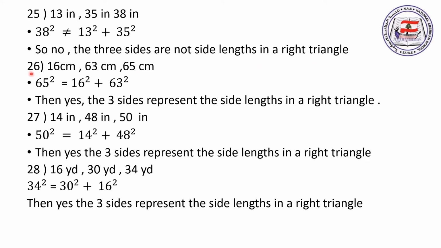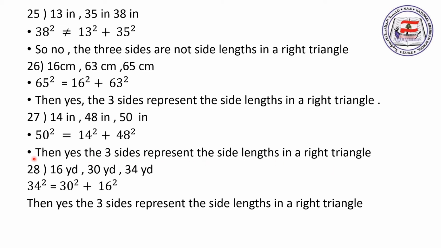In number 26, 16 centimeters, 63, and 65 centimeters. Since 65 squared is equal to 16 squared plus 63 squared, the three sides represent the side lengths of a right triangle. In number 27, 14, 48, and 50 inches, 50 squared is equal to 14 squared plus 48 squared. So using the converse of the Pythagorean theorem, we can say that the three sides represent the side lengths of a right triangle.